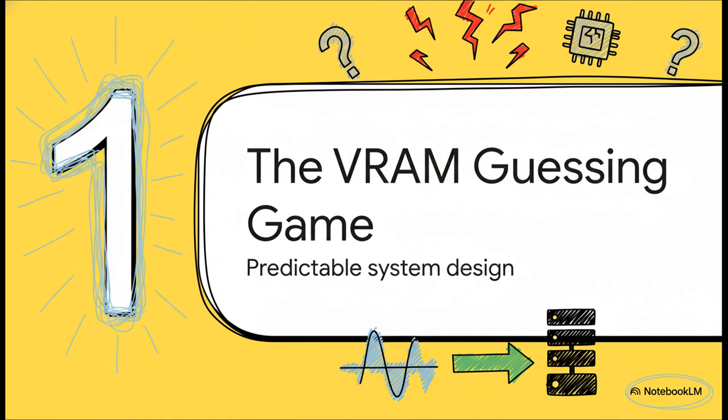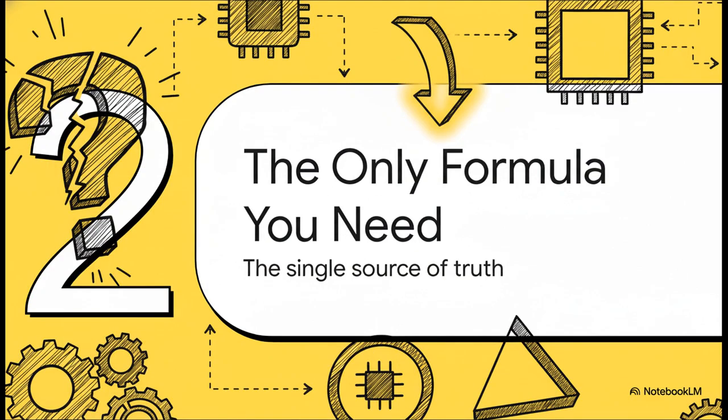All right, first up, the VRAM guessing game. We've all been there. The goal here is pretty simple. Let's move away from those frustrating, unpredictable crashes and start building systems that just work, predictably. So how do we stop guessing?